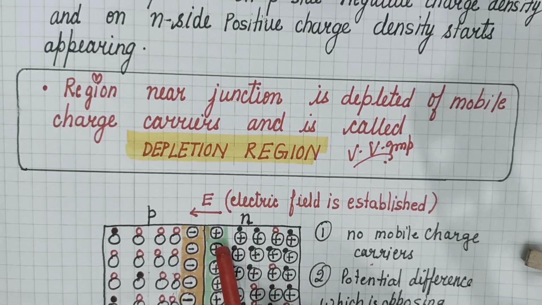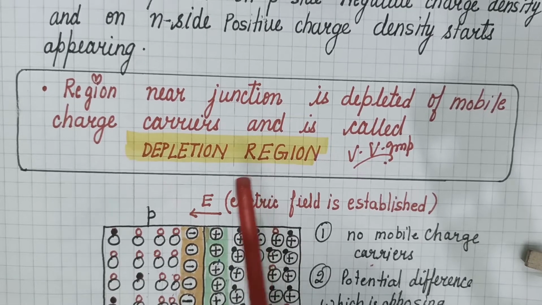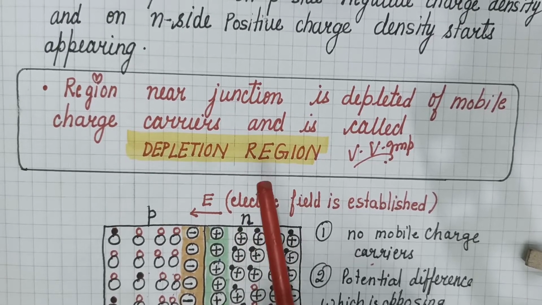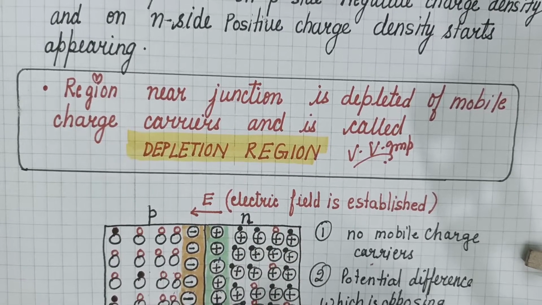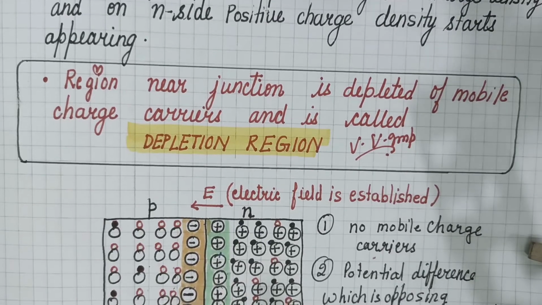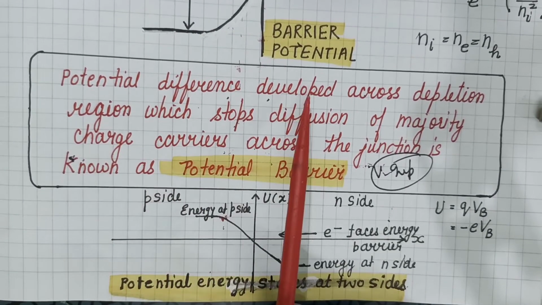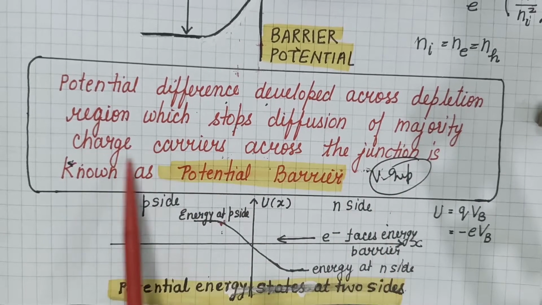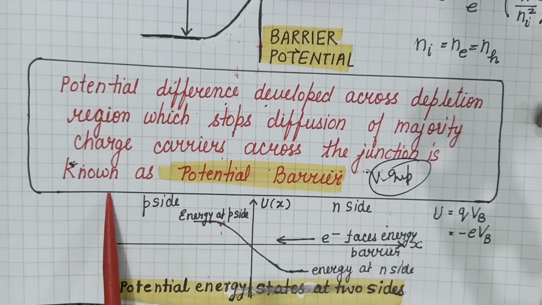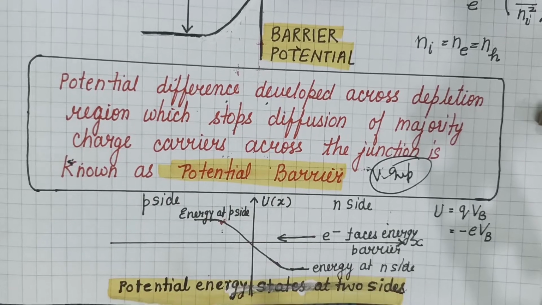So at the two sides of the junction, a potential difference is developed, which actually opposes the further diffusion of electrons, which is creating this region. So now, the definition of potential barrier: the potential difference developed across the depletion region, which stops diffusion of majority charge carriers across the junction, is known as potential barrier. Very, very important definition.